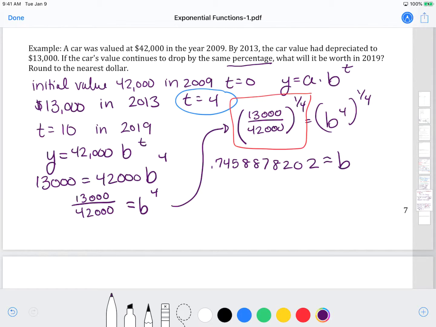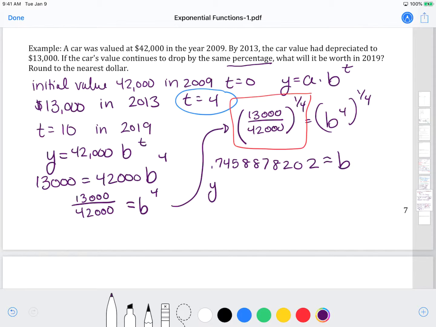Okay, so this is our value of b. Now, if you know how to use the store function on your calculator, you're more than welcome to store that answer on your calculator so you don't have to type it all out again. But you don't have to. It's just a nice handy tool if you know how to use it. If not, don't worry about it.